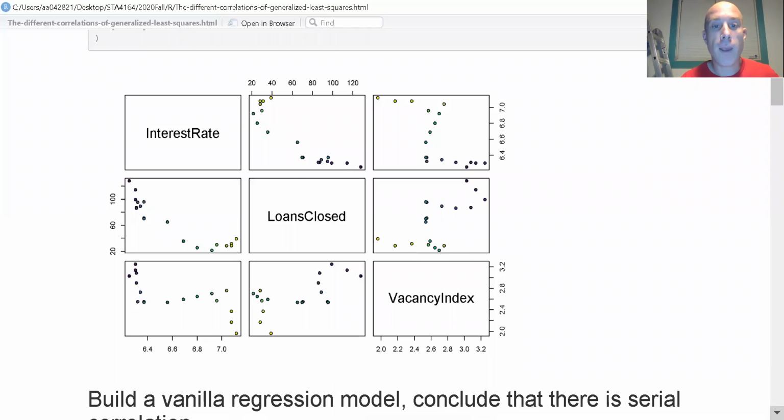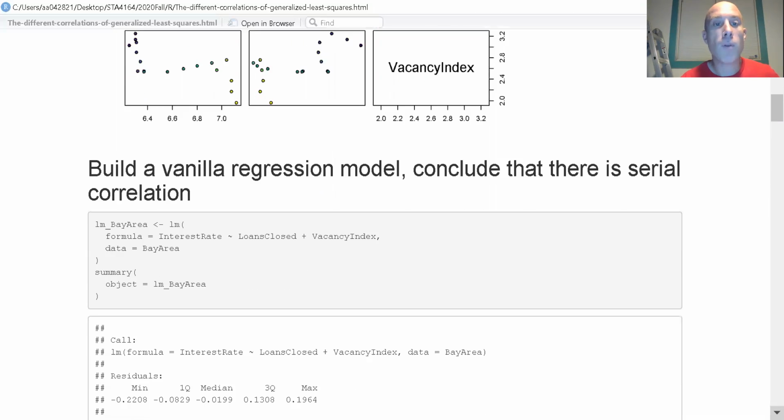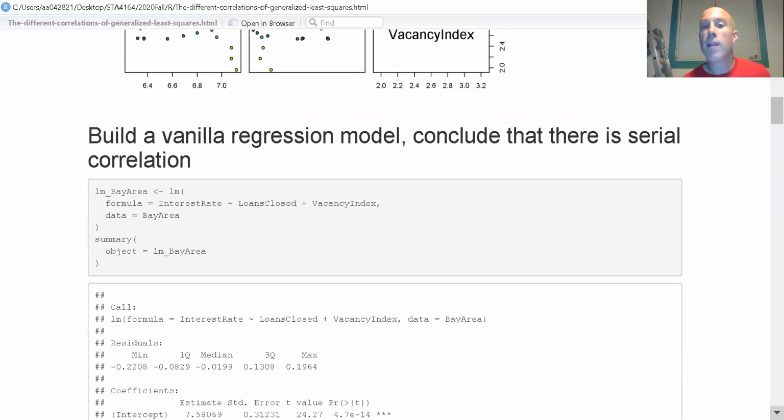So let's go ahead and build a vanilla regression model. I'm going to end up looking at it and going, hey, I have serial correlations, therefore I do not have zero covariance between residuals. So we're going to build a model. I'm going to say that interest rate depends on loans closed and vacancy index. That's my formula, and I'm throwing in the data set.